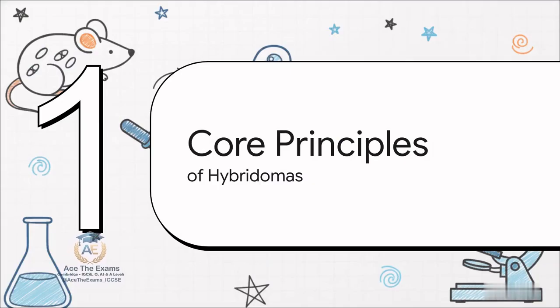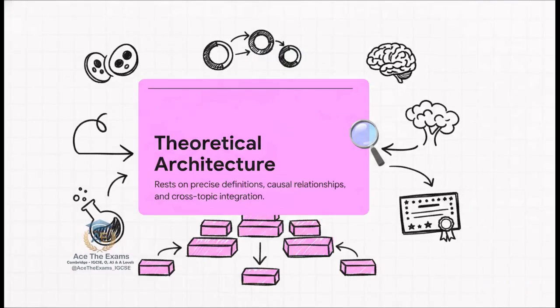Okay, let's get into Section 1, Core Principles of Hybridomas. This brings us to theoretical architecture. Think of it like building a house, right? You absolutely cannot put on the roof without a solid foundation. And this foundation rests on precise definitions, causal relationships, and cross-topic integration. Top-performing candidates don't just memorize the steps of fusing a myeloma cell with a spleen cell, they understand the why. They understand what causes what. And crucially, they can take this conceptual understanding and transfer it directly to completely unfamiliar experimental setups in the exam.